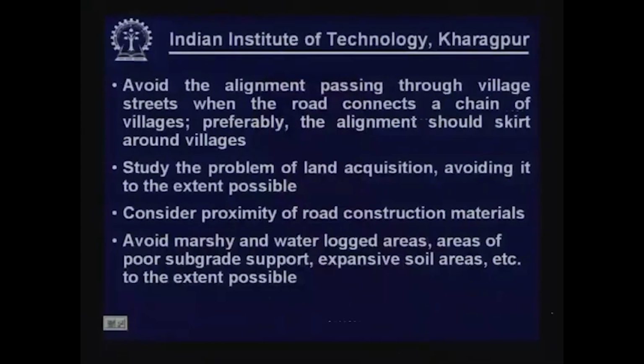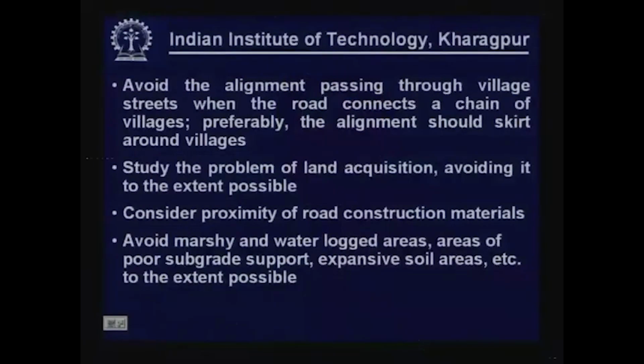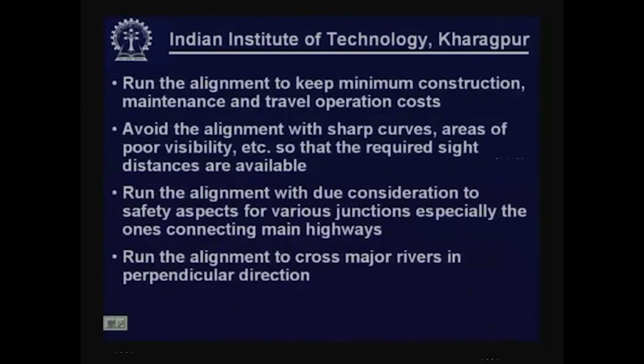Also consider the proximity of road construction material, because materials are to be brought from other areas. So, you take the road in such a way that you can get easy access for construction material. Avoid marshy lands, waterlogged areas, areas of poor subgrade support, expansive soil areas, etc., to the extent possible. As far as possible, avoid the problematic areas. Run the alignment to keep minimum construction, maintenance and travel operation cost.